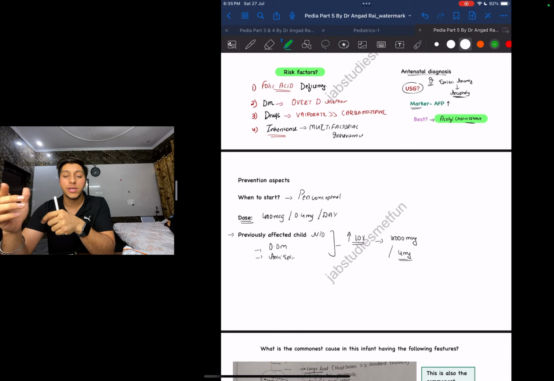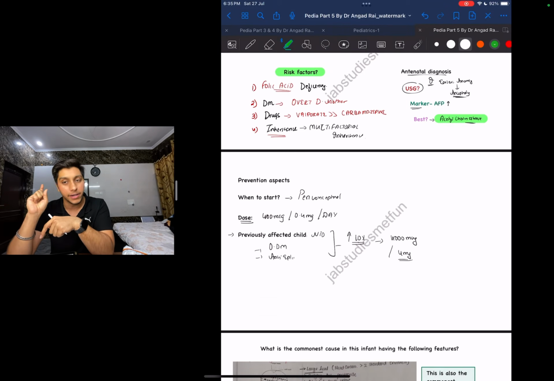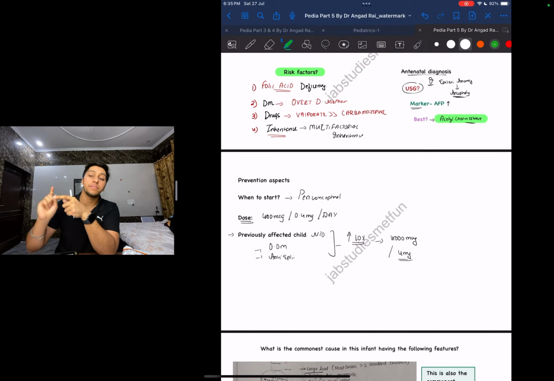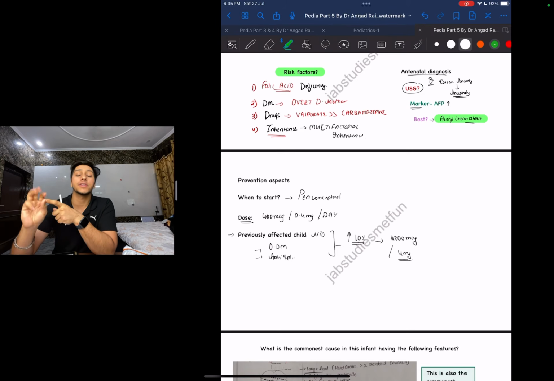Now what is the dose? If there are no previous histories of such NTDs, you have to give 400 microgram of folic acid or 0.4 milligram per day, which is the same dose. But if there is a history of a previous neural tube defect, if the patient has overt diabetes, or is on anti-epileptics or any other such problem, then you have to give 10 times the normal dose. That is going to be 4 milligram or 4000 microgram per day.